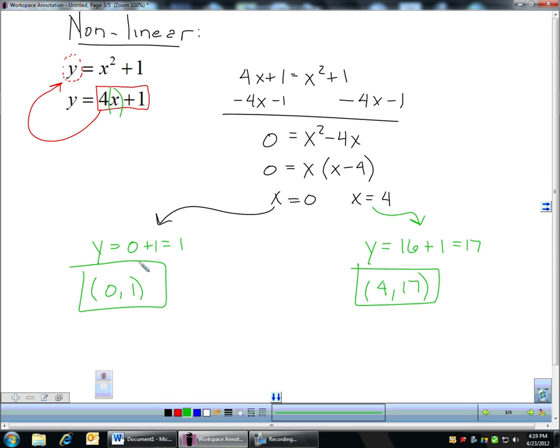We actually have 2 solutions to that one, and that's usually going to happen with nonlinear systems. You'll get several different solutions.